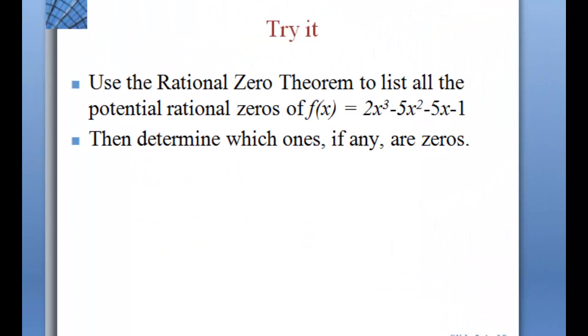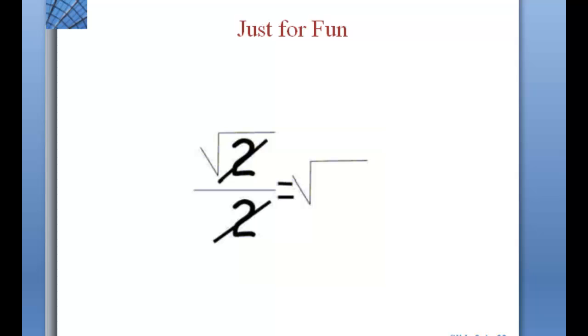Try this. Use the rational zero theorem to list all the potential rational zeros of f of x equals 2x to the third minus 5x squared minus 5x minus 1. Then use synthetic division and factoring to determine which ones, if any, are 0. I forgot to say that you want to graph it in there. First use the graphing, then the synthetic division and factoring. And now, just for fun, a little bit of factoring. See you in class.